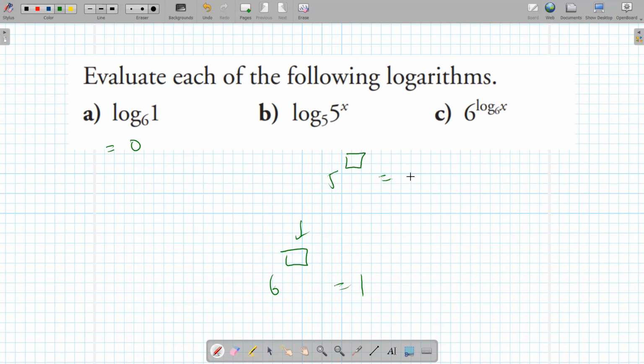5 to the power something is 5 to the power of x. What's this box? 1. No, it's x. Right? 5 to the x is 5 to the x. So the entire thing just becomes an x. In fact, log 5 and 5 to the power of x are inverse functions of one another. You can cancel them out. Same thing with this one. 6 to the power of something is an exponential function, and log 6 is the inverse function. So they eat each other. It's going to be x as well.